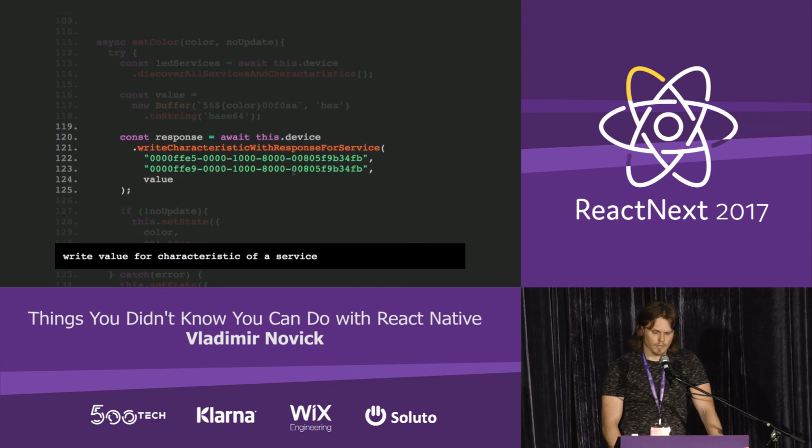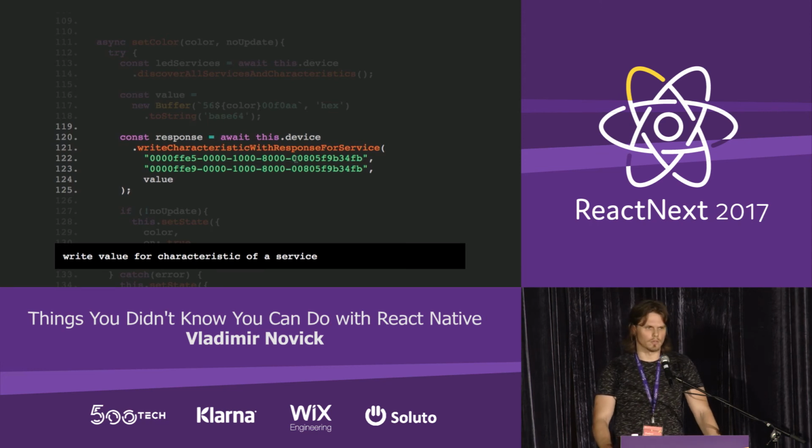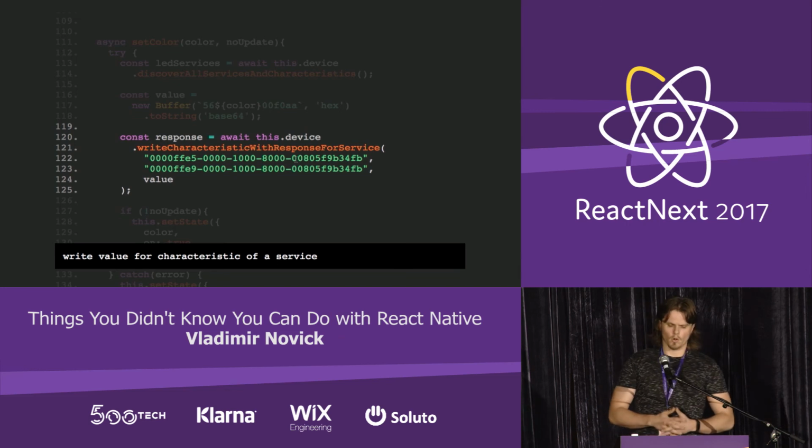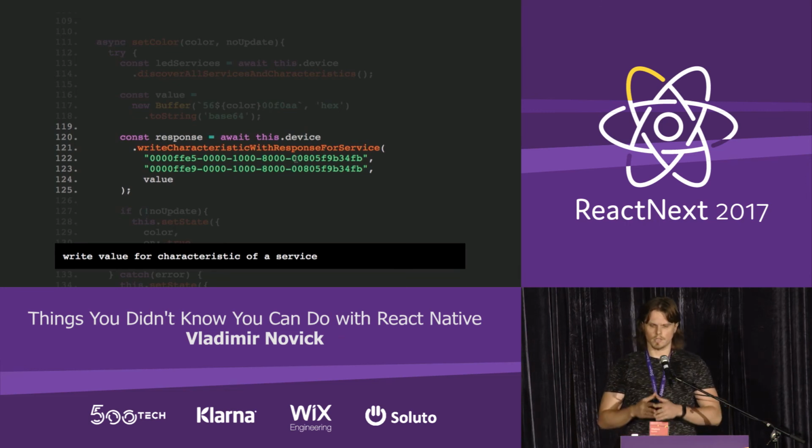Then after I created my value, I write characteristics with response. I want to know if I get an error or if everything was okay, right? So I write for this specific service, this specific characteristic, the value.